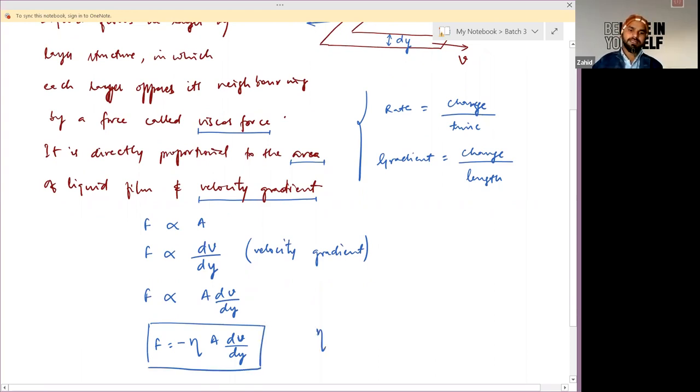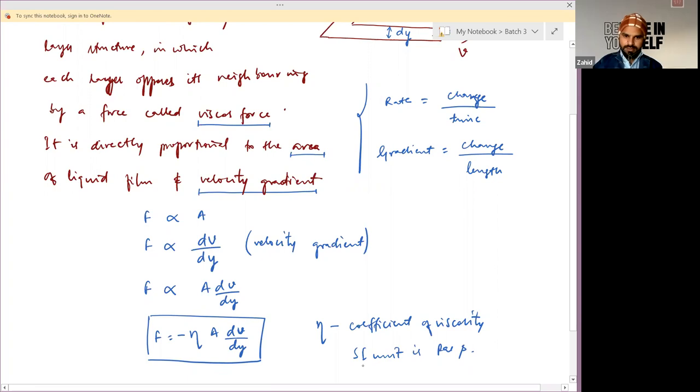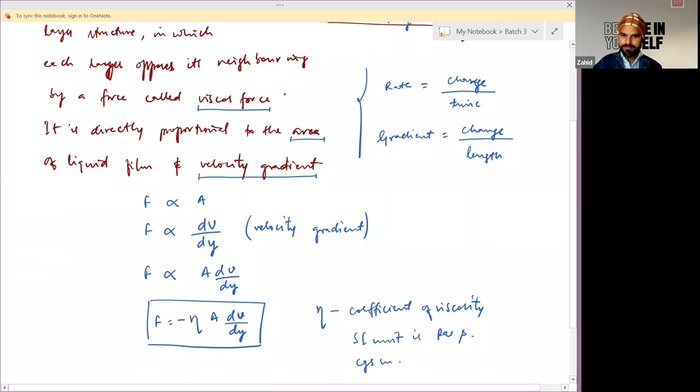This eta, the constant of proportionality, is called the coefficient of viscosity, and its SI unit is Pascal second. Its CGS unit is poise, and there is a relation between these two terms: 1 Pascal second equals 10 poise.